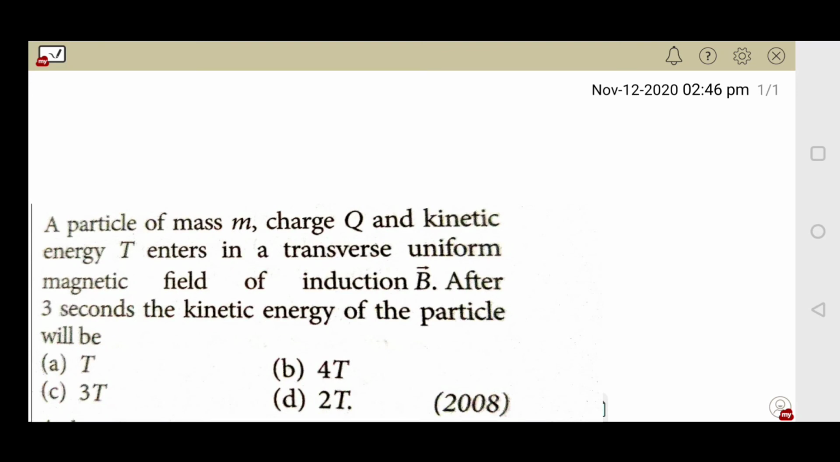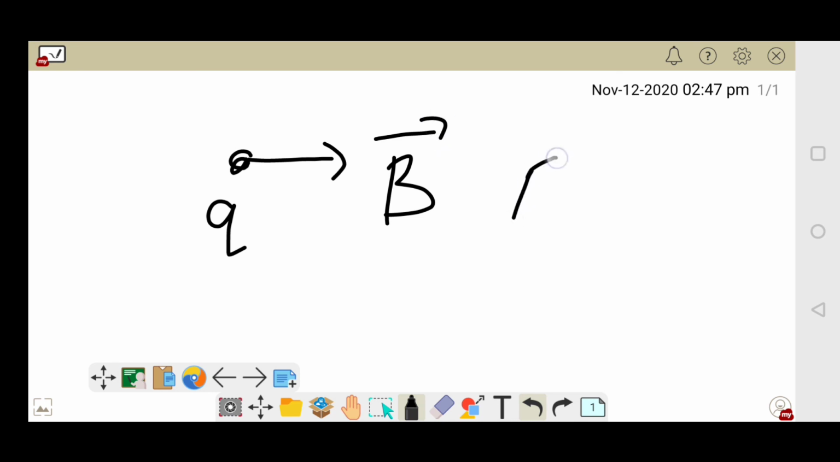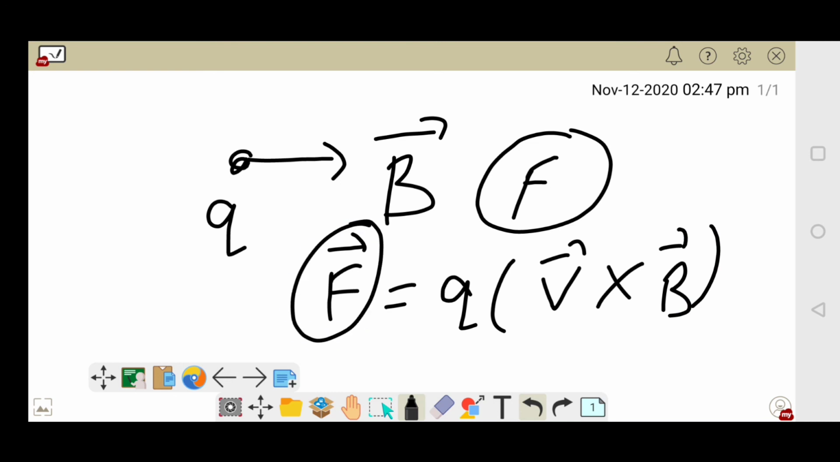Now in this question we have a particle of mass m, charge q, kinetic energy T, which enters a transverse uniform magnetic field of induction B. After 3 seconds the kinetic energy of the particle will be, and there are 4 options given. Actually, when a particle q enters a region of magnetic field, it is acted upon by a force called the magnetic Lorentz force. This force is given by the expression F equals q V cross B. As such, this force is perpendicular to the direction of velocity.